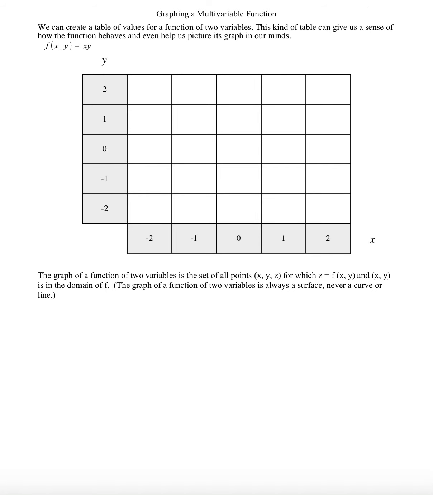Here we'll create a table of values for a function of two variables. It's a good way to get started on graphing a surface for the first time. We just want to pick several combinations of x and y and use those to plug into the formula given. So the formula that's given is f of x comma y equals x times y.